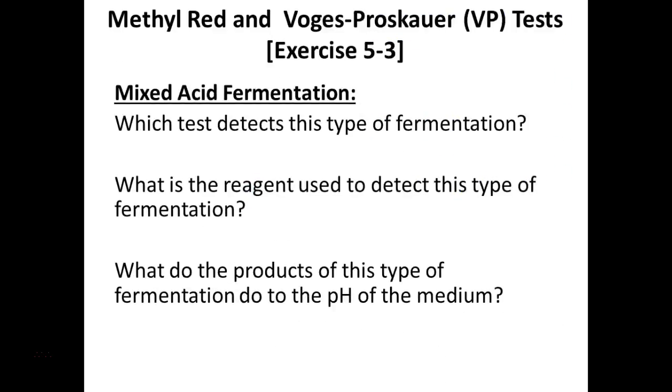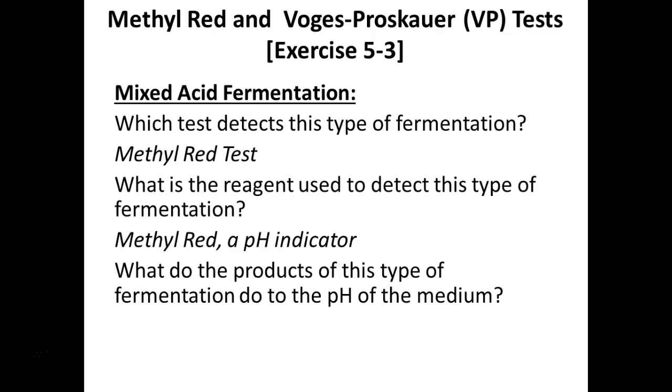Yeah, not 200 proof either. So mixed acid fermentation, we already said. Which test is that? That's your Methyl Red test, right? What's the reagent used? Methyl Red. And what is it? It's just a pH indicator, right? Except we know that the pH for this one is 4.4 or lower. So what do these type of products, acids, do to the pH of the media? They lower it, right? Acids lower pH.